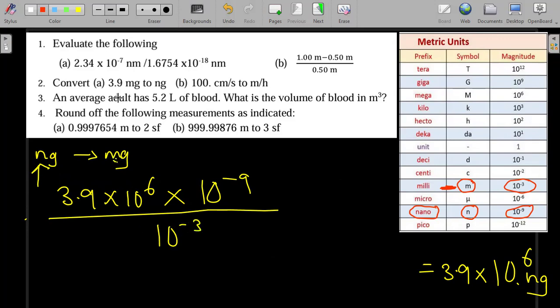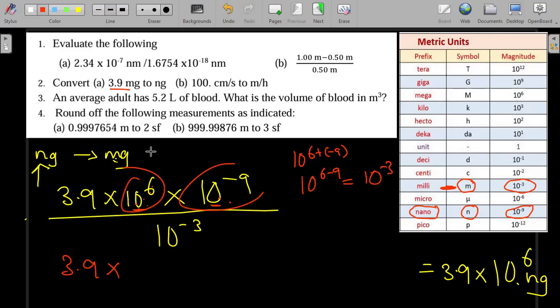We want to see if I'm still going to get this guy here. So what I'm going to say here is just 3.9 times 10 to the power 6, 10 to the power minus 9. Since here we are multiplying, we can add the powers. So this will be 10, 6 plus minus 9, which is the same as 6 minus 9, which is 10 to the power minus 3. So on top, this one and this one have combined.